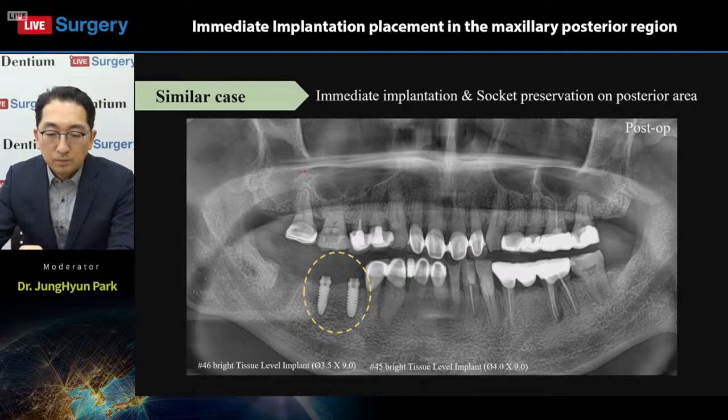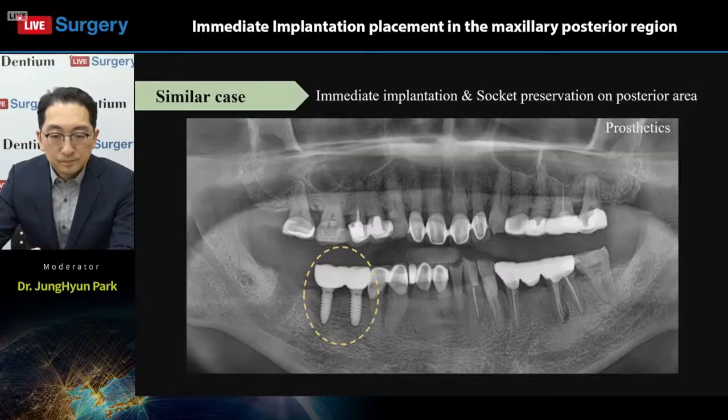You can see that 2 implants have been placed at the 45 and 46 sites. At the 45 site, a 4 mm diameter bright tissue level implant was used. And since the bone was thinner at the 46 site than 45 site, a 3.5 mm diameter bright tissue level was placed with bone grafting on the buccal side at the 46 site. This is a photo after the prosthesis was completed.